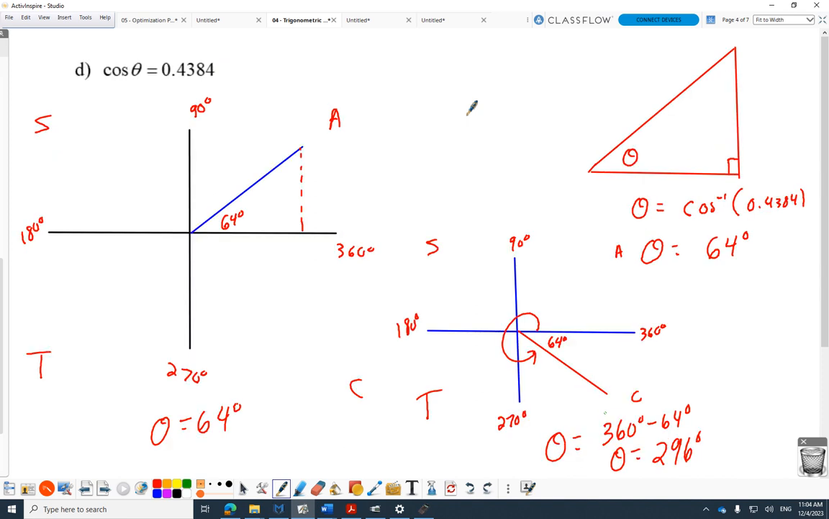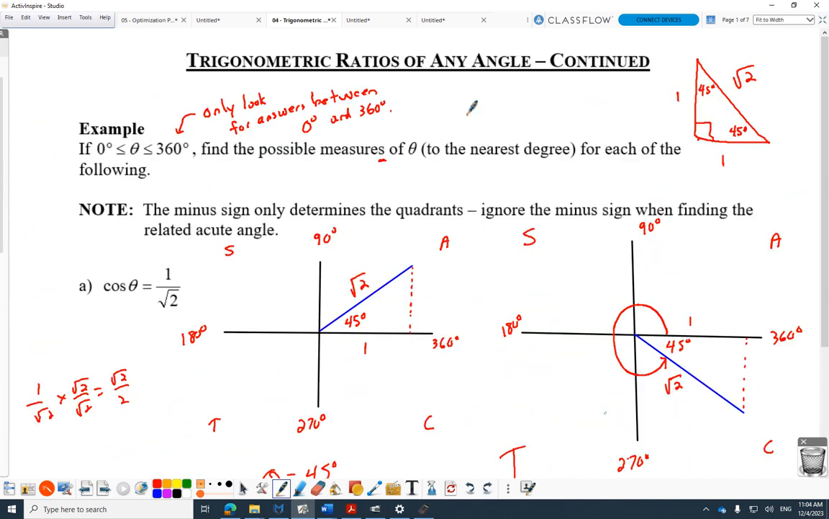Start of the note says, the minus sign only determines the quadrant. Ignore the minus sign when finding the related acute angle. Yeah? And that's why I got you to copy it down. Because I went, ugh. Maybe they need to write it down to hammer it into their memory so they know they can ignore it. Last example.